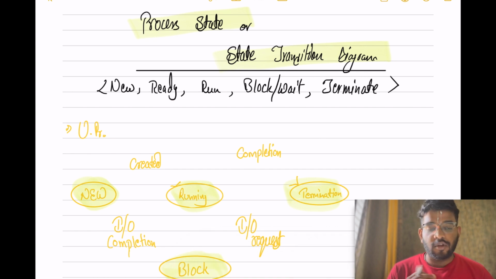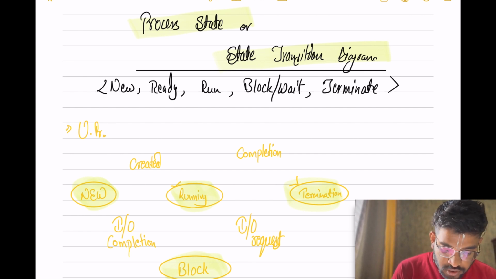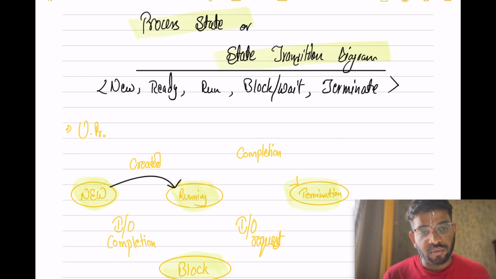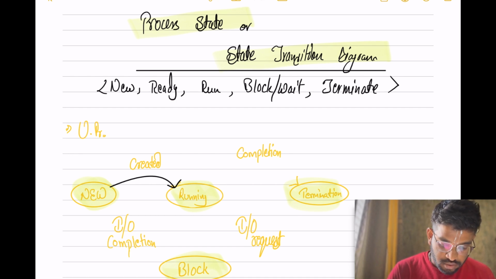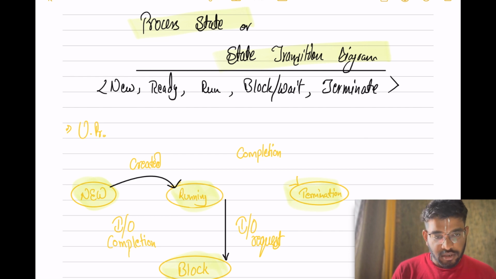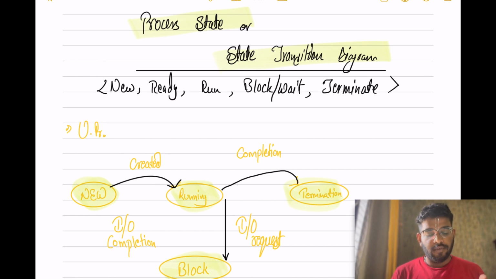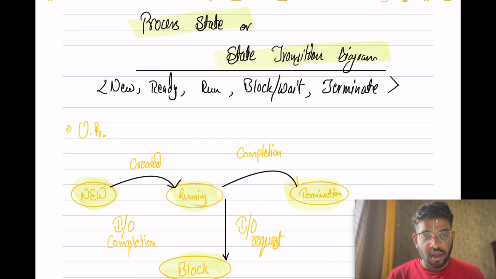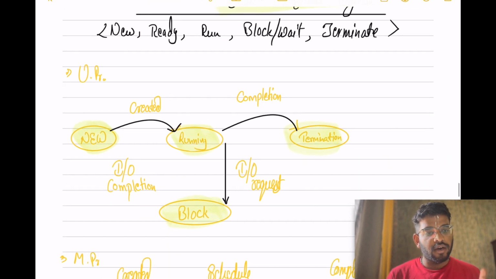So as soon as that process is created, it is directly moved to the running state. When the process is running or executing on the CPU, it can do two things. It can either make an IO request, which takes it to the block state, or it can complete its execution and move to termination. While a process is in running state or block state, the process resides in main memory. While if a process is in new state or termination state, it resides in secondary storage.